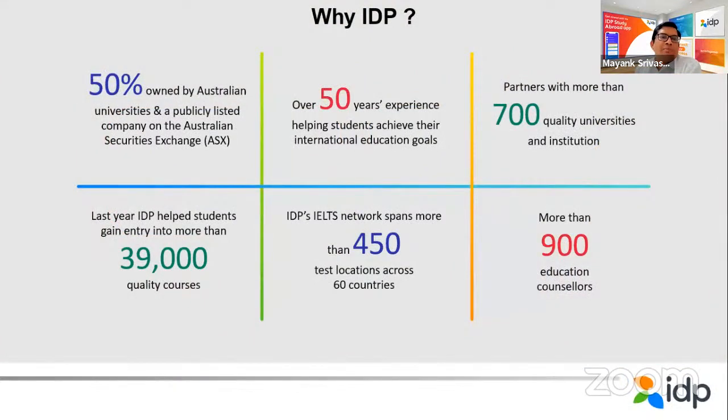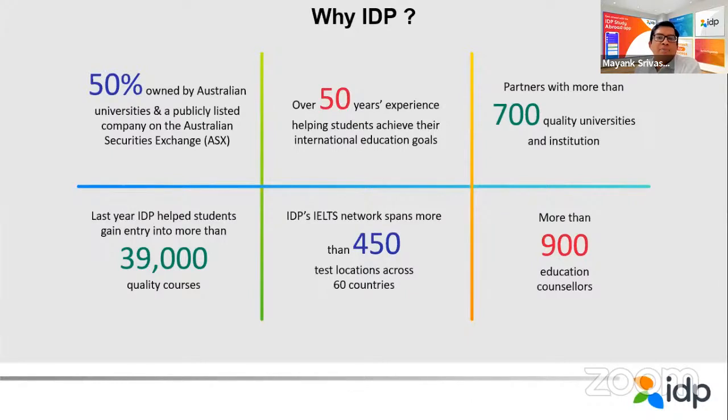So this is all about IDP. We are a 50-year-old organization based in Melbourne City, Australia. We are 50% owned by Australian universities, and we are a publicly listed company on the Australian Securities Exchange. We have more than 700 partners, which are quality universities and institutions across the globe, and we have helped more than 39,000 students pursue their quality courses in various countries.